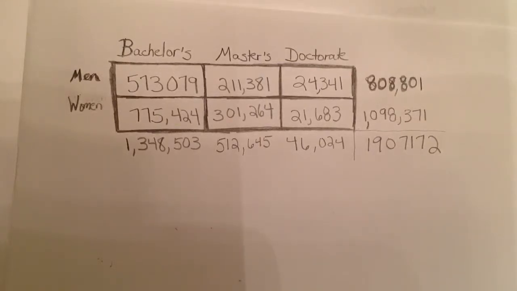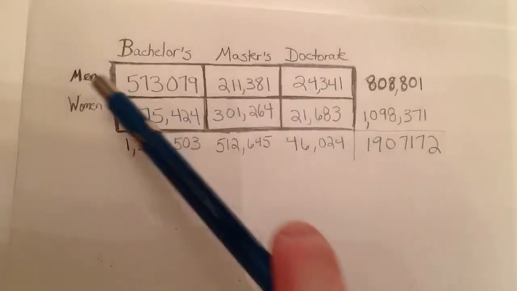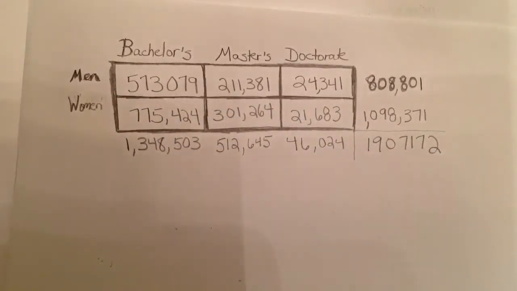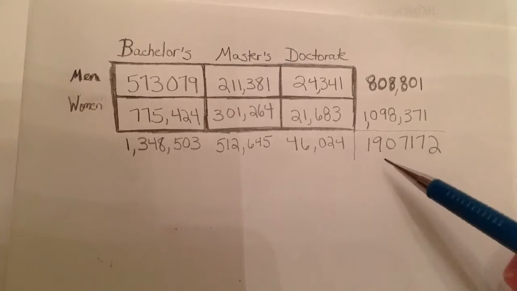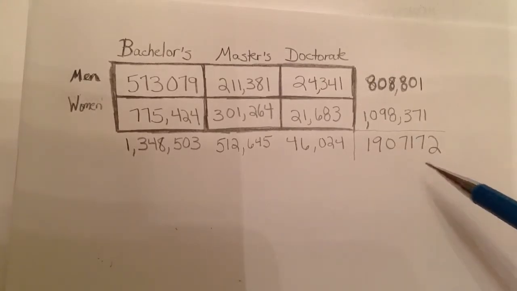Okay, for the set of problems that we have, the data I have from page 212 in problem number 3, where we have the classification according to degree as well as gender, and we have a combined total of 1,907,172 degree recipients. And for the questions regarding this data, in the first case, we're looking for the probability that the person chosen at random is a woman with a bachelor's degree.